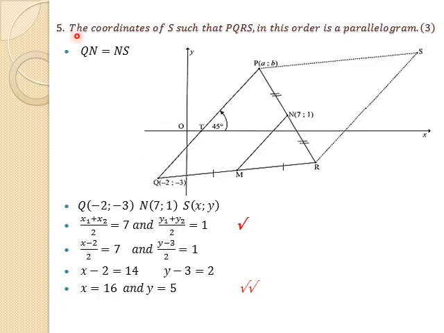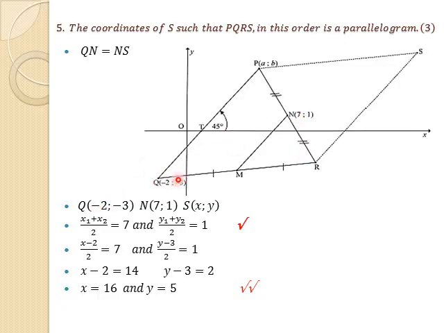Alright, number 5, the coordinates of S such that PQRS in that order is a parallelogram. So PQRS is a parallelogram. So number 1, QN equals NS, same as PN equals NR. Right, so N is the midpoint.